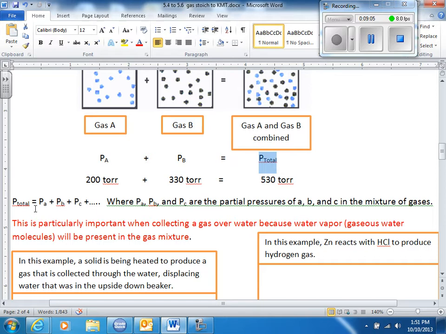All right, so mathematically, Dalton's law says P total is PA plus PB plus PC plus and so on, if you have more than 3 gases, where PA, PB, and PC are the partial pressures of A, B, and C in the mixture of gases.